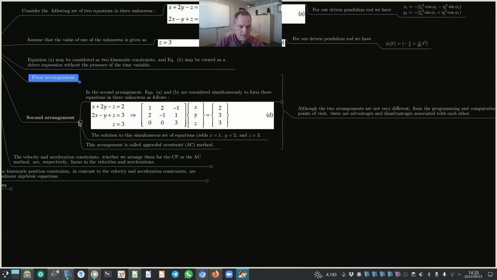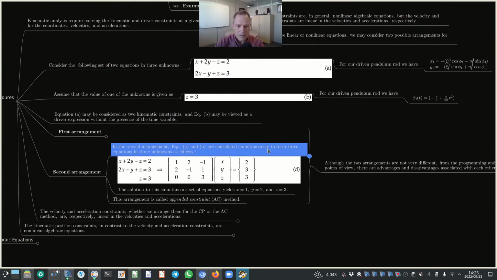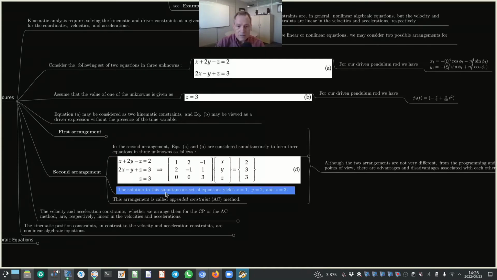The second arrangement. Okay, in the second arrangement, equations A and B are considered simultaneously to form three equations in three unknowns as follows. This is given or represented by equation D. Now the solution to this simultaneous set of equations also yields x equals 1, y equals 2, and z equals 3. This arrangement is called the appended constraint method.